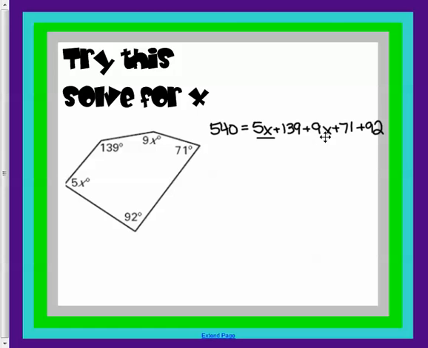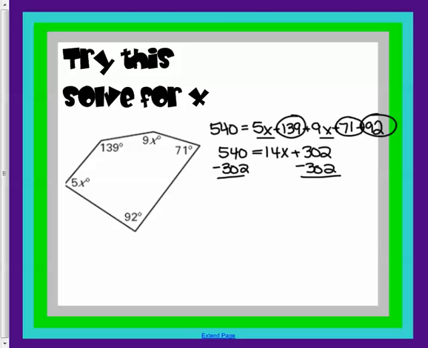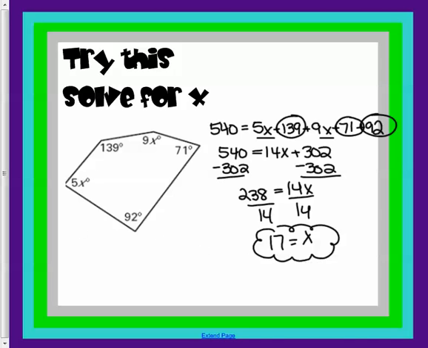We've got 5x and 9x, so that's 14x, and that equals your 540, and then you've got 139 plus 71 plus 92. So take the 302 away from both sides, and we're left with the 14x on this side equaling our 238. Divide by 14, and we are left with x equaling 17.